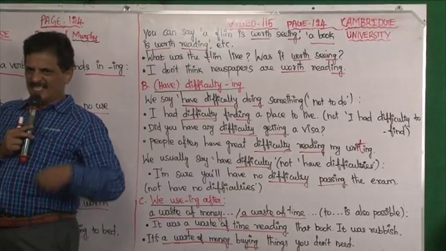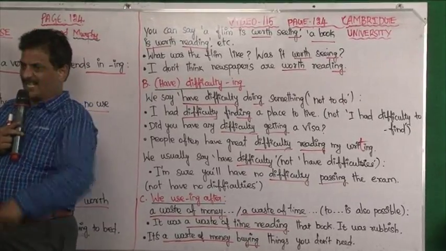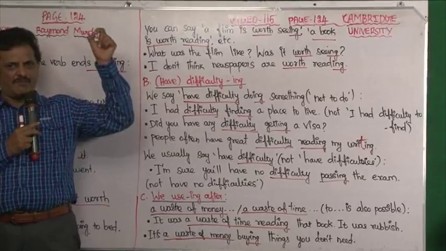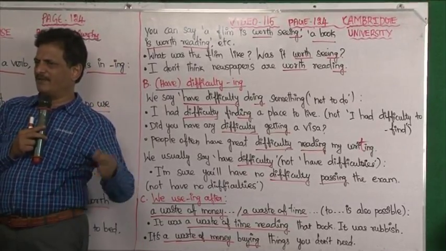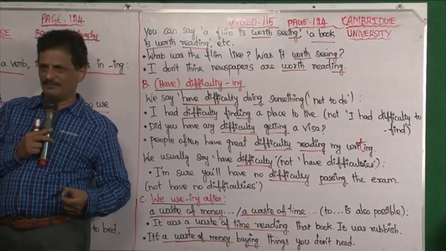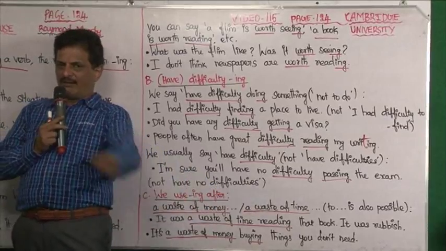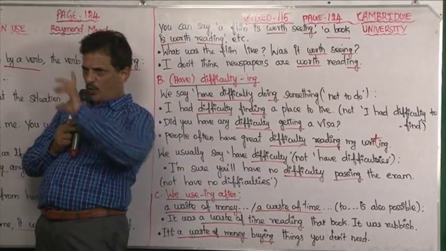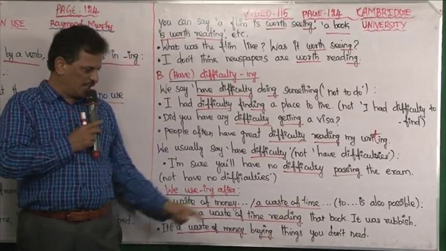A waste of money. It is a waste of money buying that car. It is a waste of money buying that shirt. It is a waste of money spending the time. Buying that T-shirt, it is a waste of money. It is a waste of time reading that novel. It is a waste of time watching the television. It is a waste of time going outside with you. It is a waste of time.